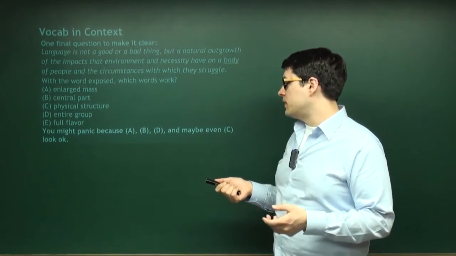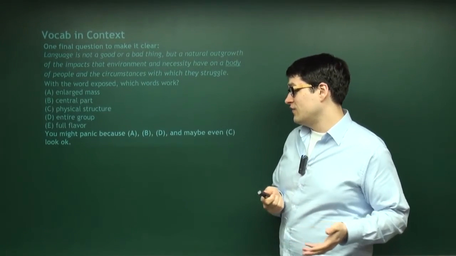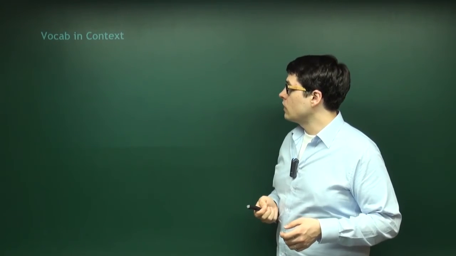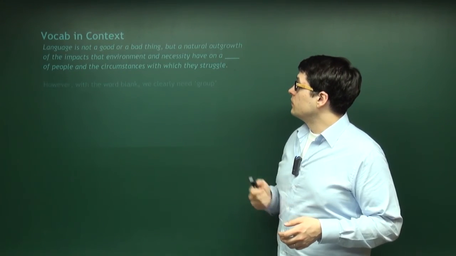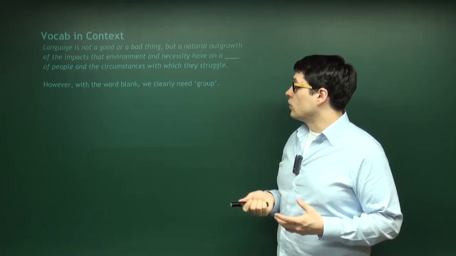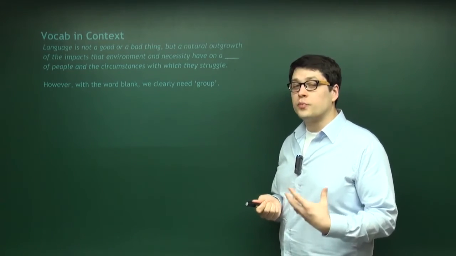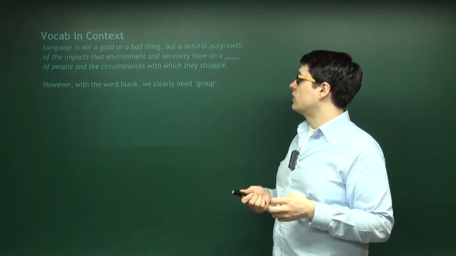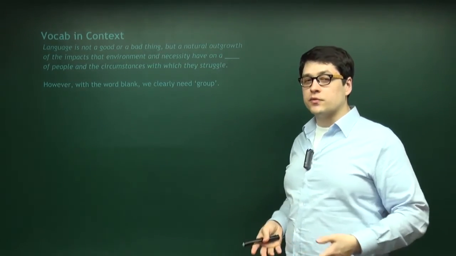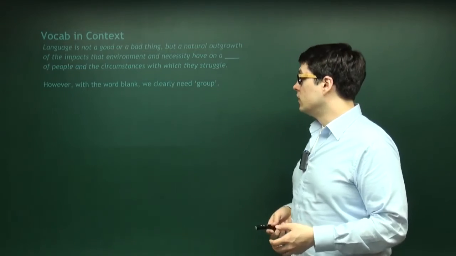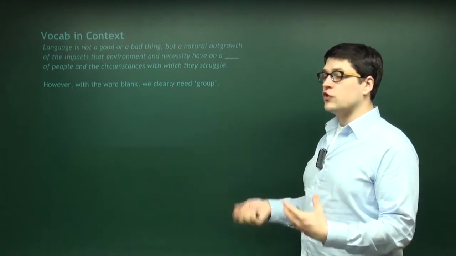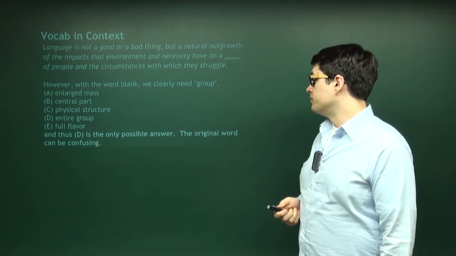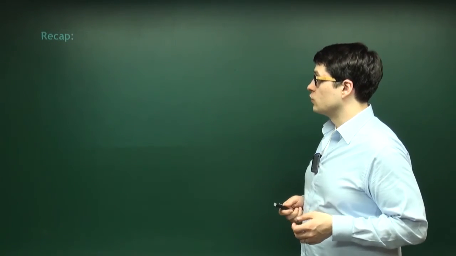So you might panic. You might say, oh, but A, but B, but D, but C even? I don't know. I'm afraid. That's why you cover it up with your finger. And you see that it's easier here. With the word blank, group just leaps right into that blank. "Necessarily have on a blank of people." Group of people is almost an idiom. A group of people. If you have body there, it confuses you. We know it's an entire group. The original word can confuse us.